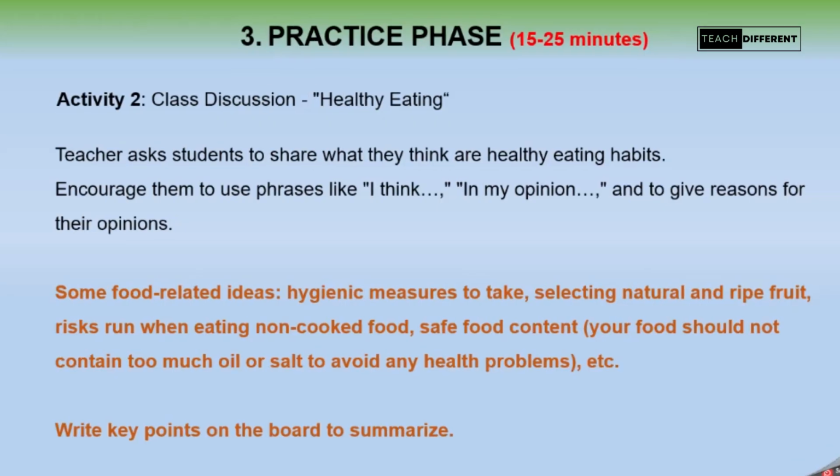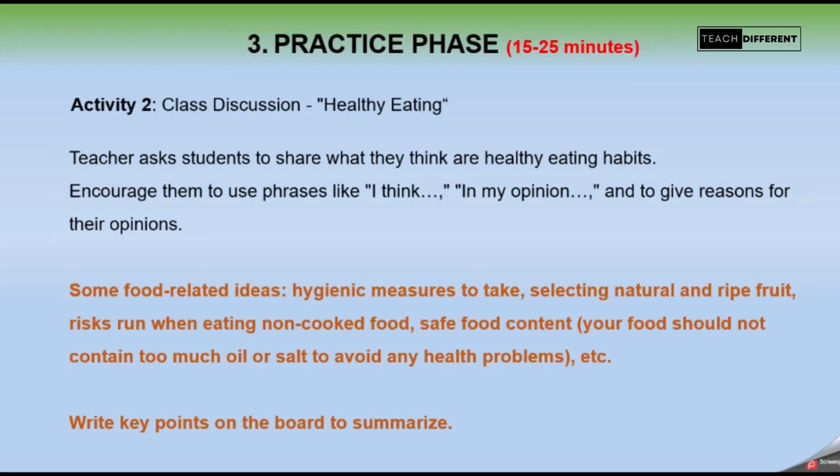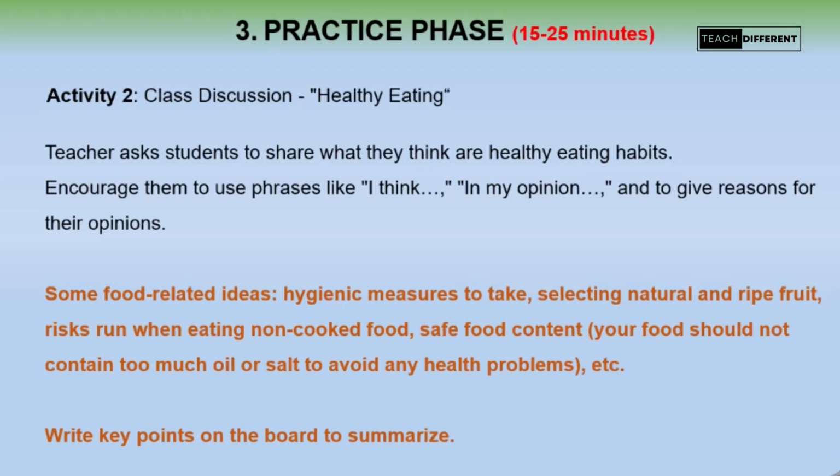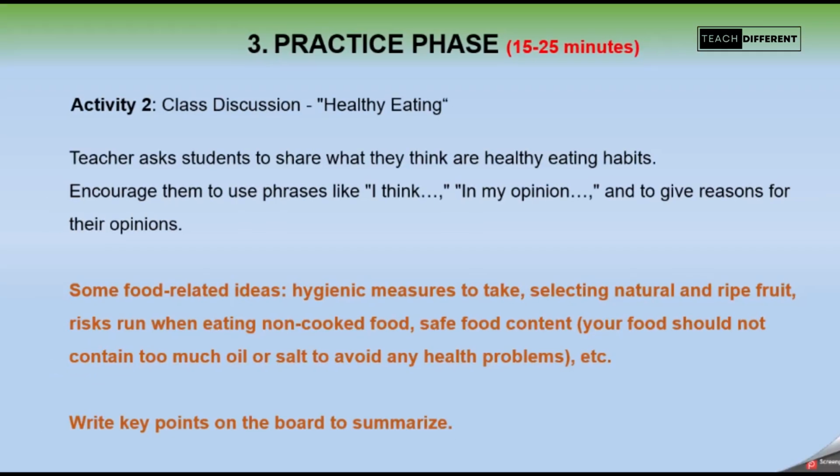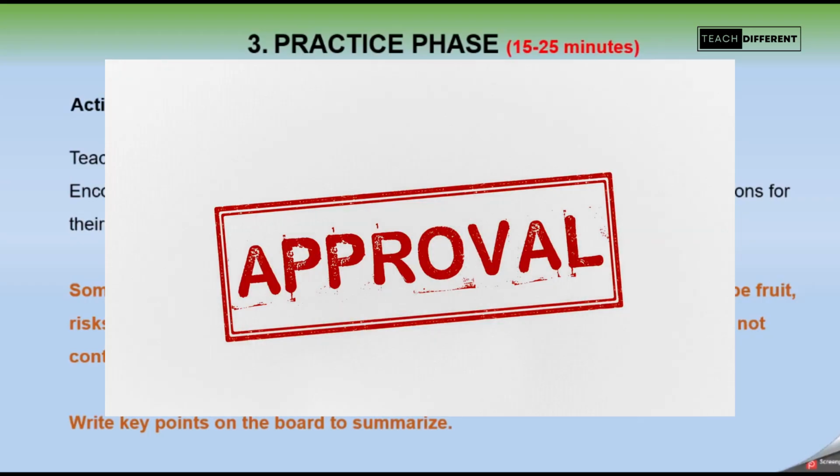opinions. Example, the students may speak about hygienic measures to take, or selecting natural and ripe fruit, or the risks that we run. Or they can also talk about safe food content. For example, the food we eat should not contain too much oil or salt or sugar to avoid any health hazards, etc. And then the teacher writes the key points on the board to summarize.